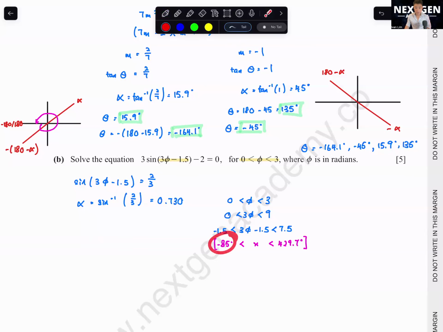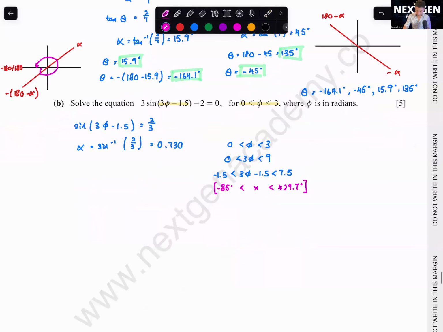So where are we considering from? From one quadrant at the bottom. Okay, this is just a rough estimate. Where's our starting place? It is from here. Negative 85 is around here, right? 429.7 is around, you go one round which is 360, then plus another 60, so somewhere here. But we don't have to do it until like this. We just want to have a rough estimate first.